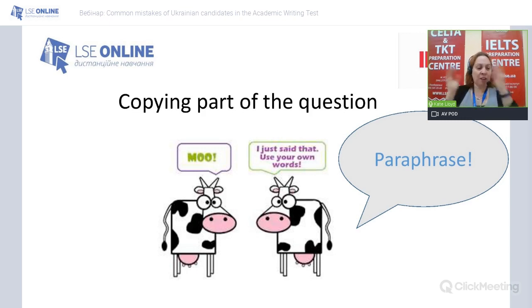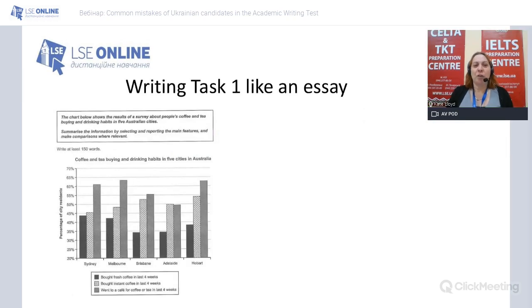Okay, so we've looked generally, and I want to look now at task 1 in more detail and task 2 in more detail. So one of the biggest problems with task 1 for students, for all students, but students in Ukraine, students at London School of English always have a problem with this, is writing it like an essay. Like I already said, task 1 is designed to test if you know how to write about data, about facts and information. It's not an essay.